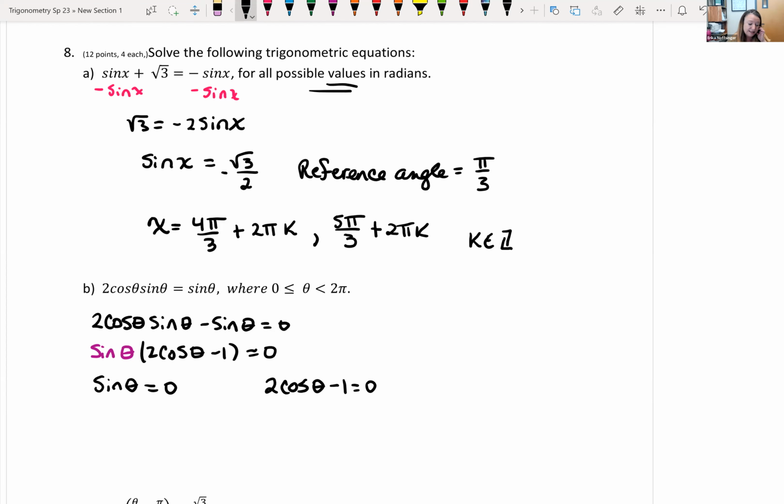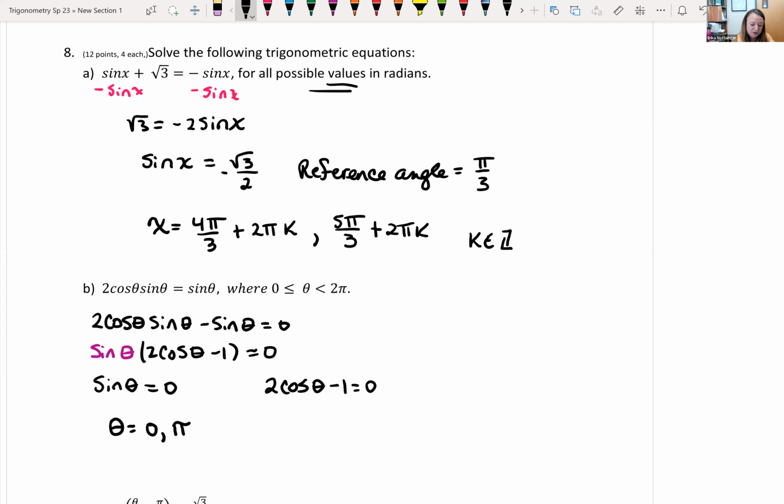So thinking about when is sine theta equal to 0? Sine is our y value on the unit circle. So it's equal to 0 when we're on the x-axis. So when theta is equal to 0 and pi, and it wants just values between 0 and 2 pi, not including 2 pi. Now we want to look at when is 2 cosine theta minus 1 equal to 0.